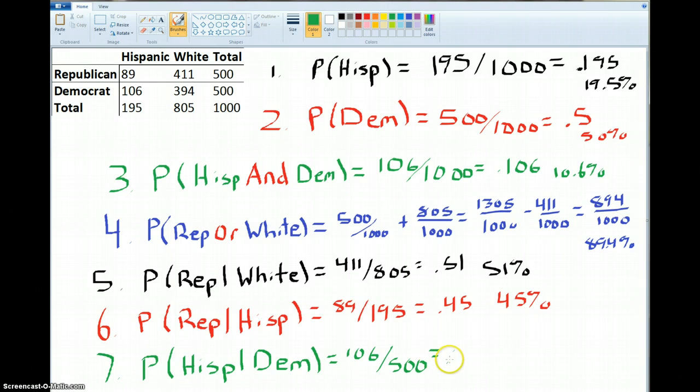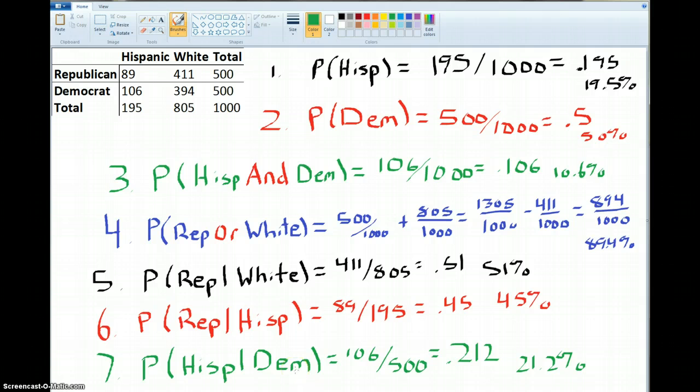which is 0.212, or 21.2%. So again, this part after the vertical bar, Democrat, told us we're only looking at the Democrat row here. That's all we care about. The Republicans got booted out of the room. What are our chances we select a Hispanic? We're given that it's got to be from the Democrats, because that's all we're looking at for this problem.